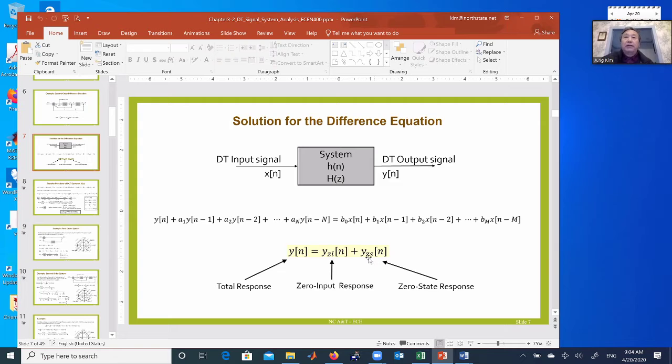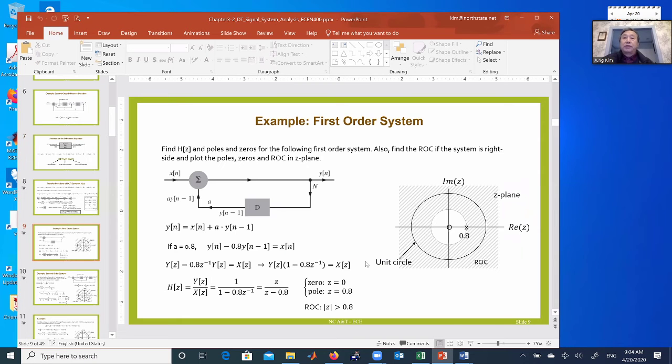Okay, so we have learned how to find the HOG and also HON, and find the zero input response, zero state response, and total response. That's the rest of the chapter, okay? So for example, let's go to the slideshow.